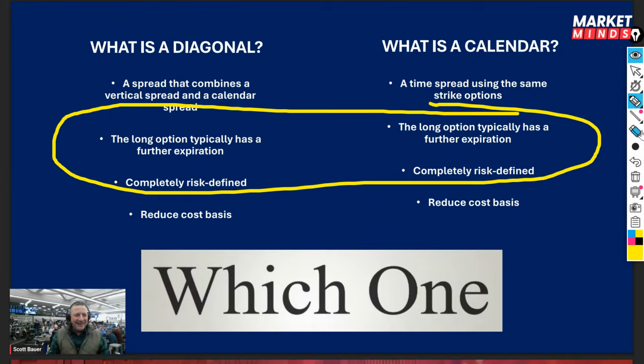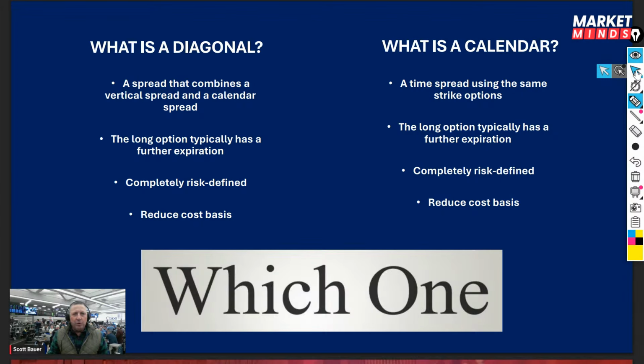Does everybody understand why we don't sell those calendars or diagonals, even though you could? If your account size is big enough, there definitely are opportunities for that. We just don't do it because of the margin.